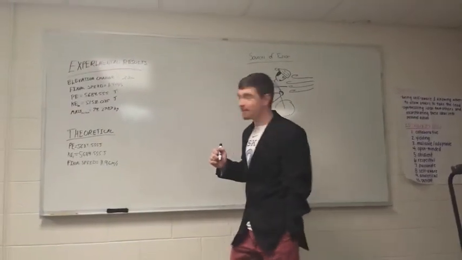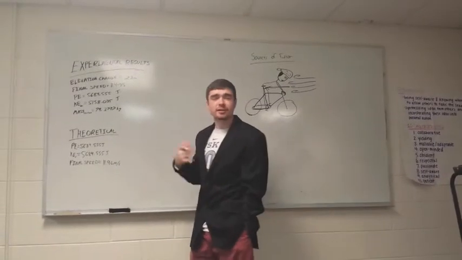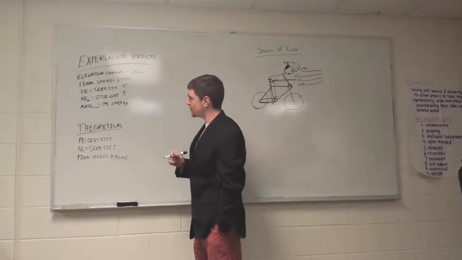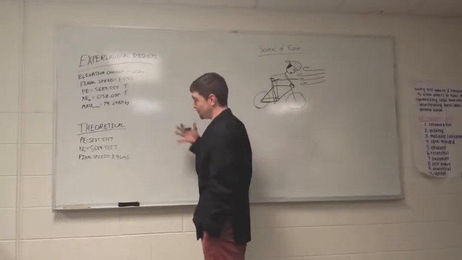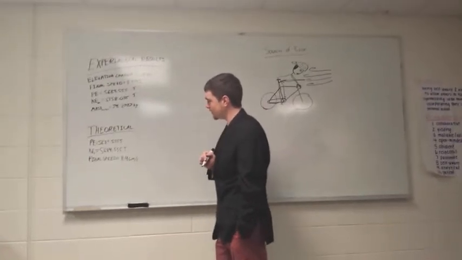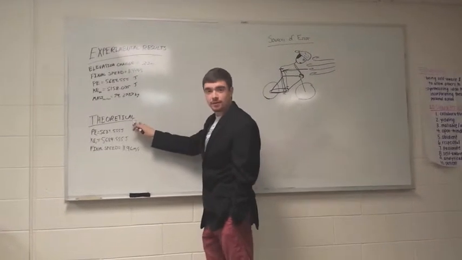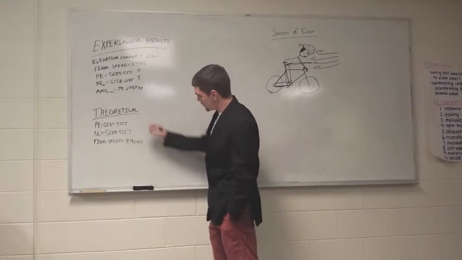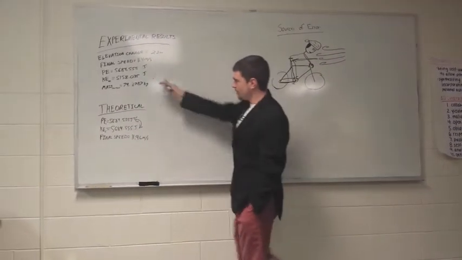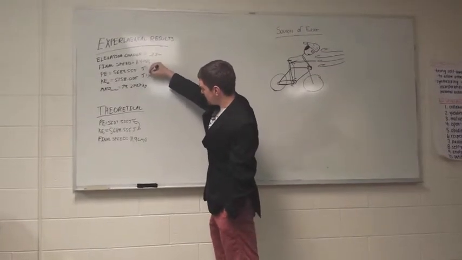Well, welcome back. During our experiment, we used a global positioning system to find our elevation change and our final speed. Given these two values and using the law of conservation of energy, we were able to find the potential energy and kinetic energy. Now, if we look at the theoretical values of our potential and kinetic energy, we can see there's an obvious equal relation between them. But if we look at our experiment, that is not the case.